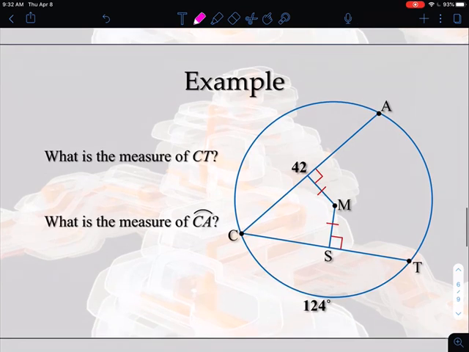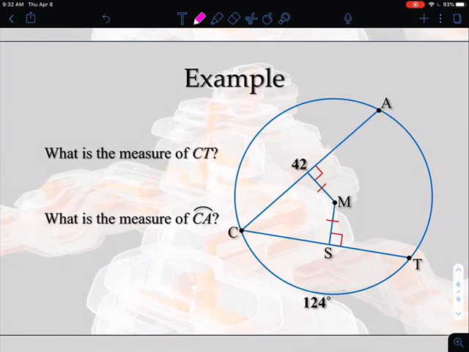And so if we look at a quick example here, it says what's the measure of CT? So they want to know the chord CT, and they want to know the measure of arc CA. So notice in the picture, chord CA is the same distance away as chord CT. So this chord CA and this chord CT have to be identical. So then for the first question, CT must be 42. Those two chords have to be identical because they're the same distance from the center.